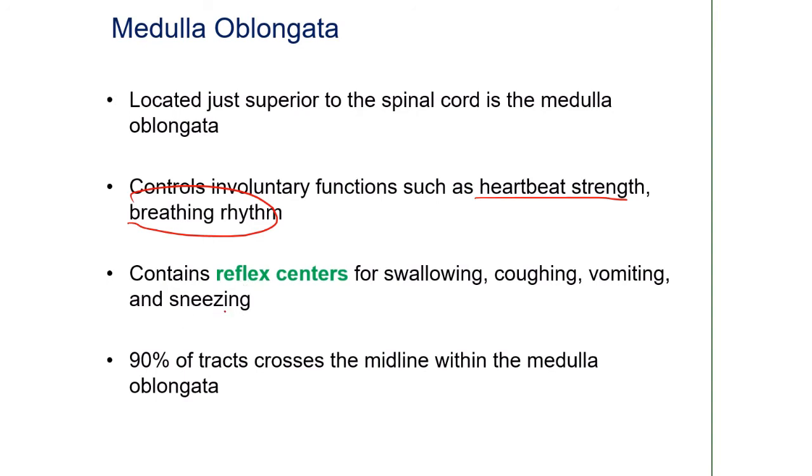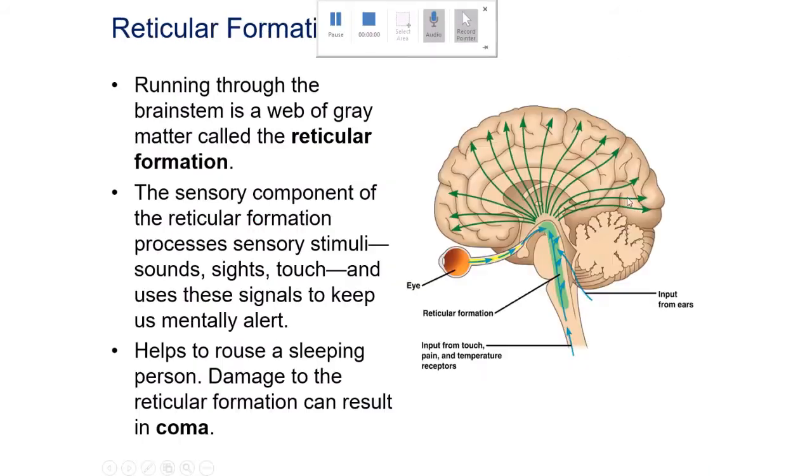vomiting, and sneezing. When you take a cough syrup, the codeine, which is the active ingredient in a lot of cough syrups, actually targets the coughing center in the medulla oblongata to help suppress the coughing. 90% of the tracks cross the midline within the medulla oblongata, and that's why the right half of the brain controls the left side of the body, and vice versa.